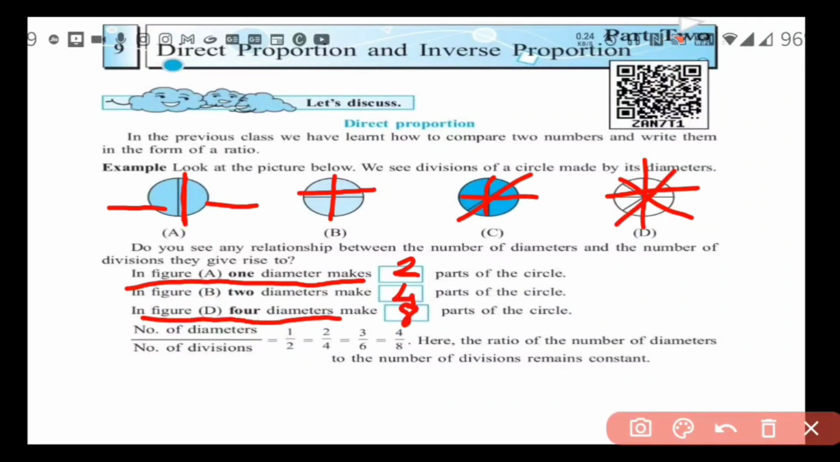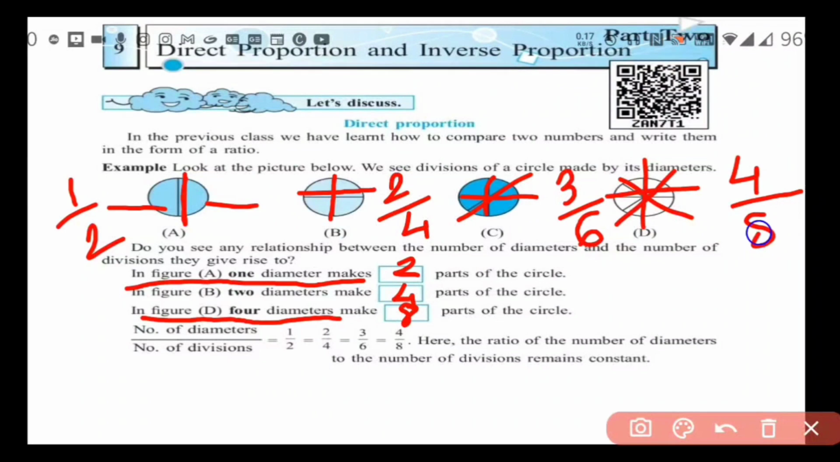Now the number of diameters upon the number of divisions. In the first circle, the number of diameters is 1 and the number of parts is 2. In the second circle, the number of diameters is 2 upon the number of parts 4. In the third circle, diameters are 3 and parts are 6. In the fourth circle, diameters are 4 and parts are 8. All these ratios are equal.